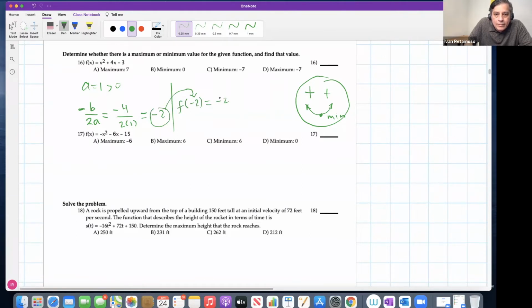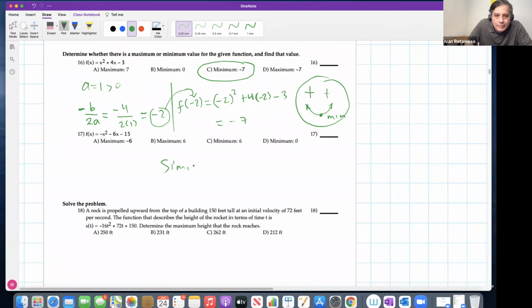So -2 squared plus 4 times -2 minus 3, right? So this is 4 minus 8 minus 3, which is minus 4 minus 3, minus 7, right? Minus 7. So minus 7 should be the minimum. Very good, excellent, guys. This one is similar, but instead of finding the minimum, you will find the maximum, okay?